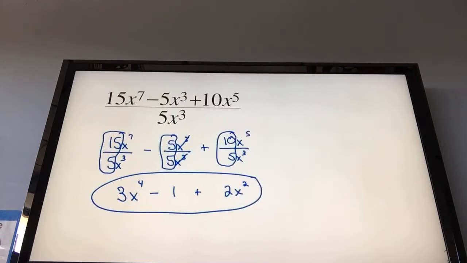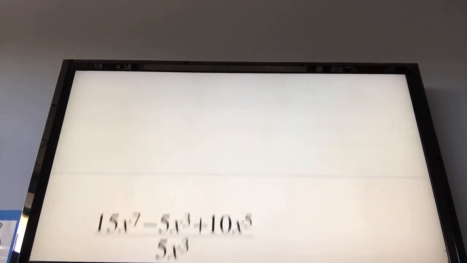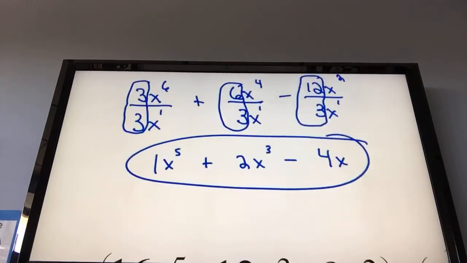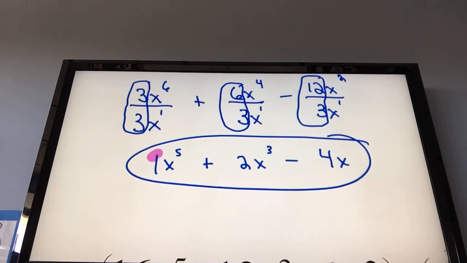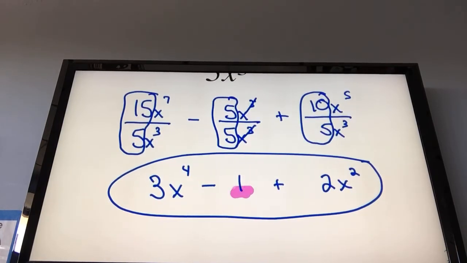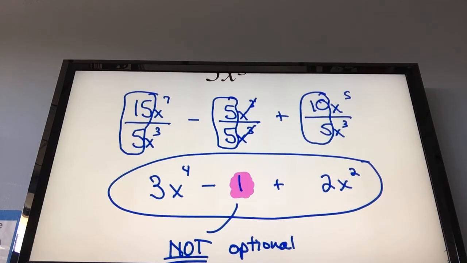Okay, before I go to this last question, I want to point out 2 things. In this question here, this 1 would be optional. It would be optional because there's something else there. There's an x to the 5th there. So that 1 would not have to be written. But in the example that I just did, not optional. It has to be there, because there's nothing else there holding its place in that division, okay? So I want you to see the difference between those 2.